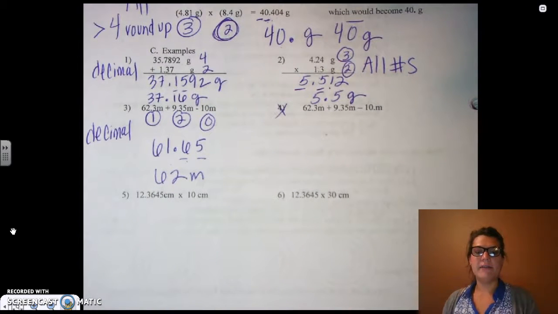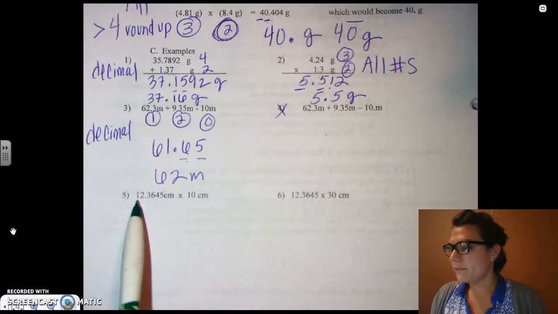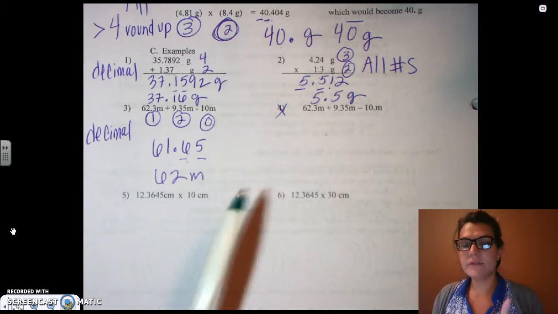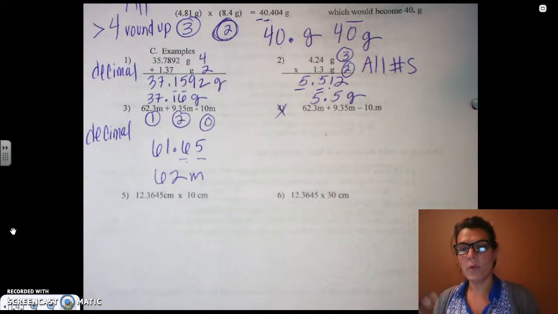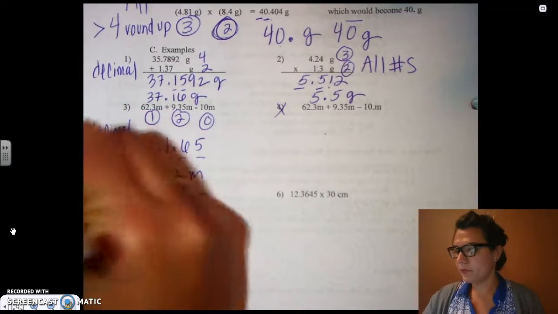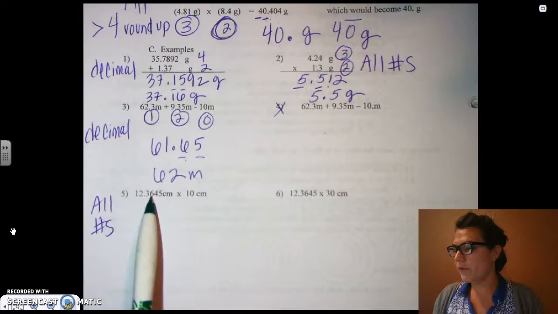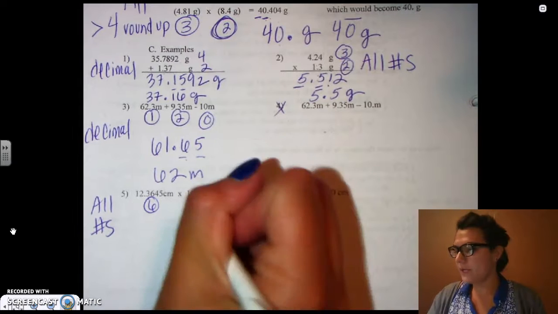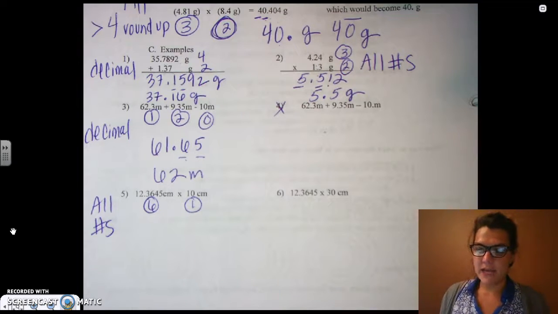Let's look at number 5. Number 5, how many sig figs are here? 1. Oh, first of all, let's identify. It's multiplication. So am I looking at decimal or all? I'm looking at all numbers. Okay? So this has 1, 2, 3, 4, 5, 6 significant figures. And this one only has 1. Okay? So if I was to plug this into my calculator, since it's times 10, we're just going to be moving the decimal.